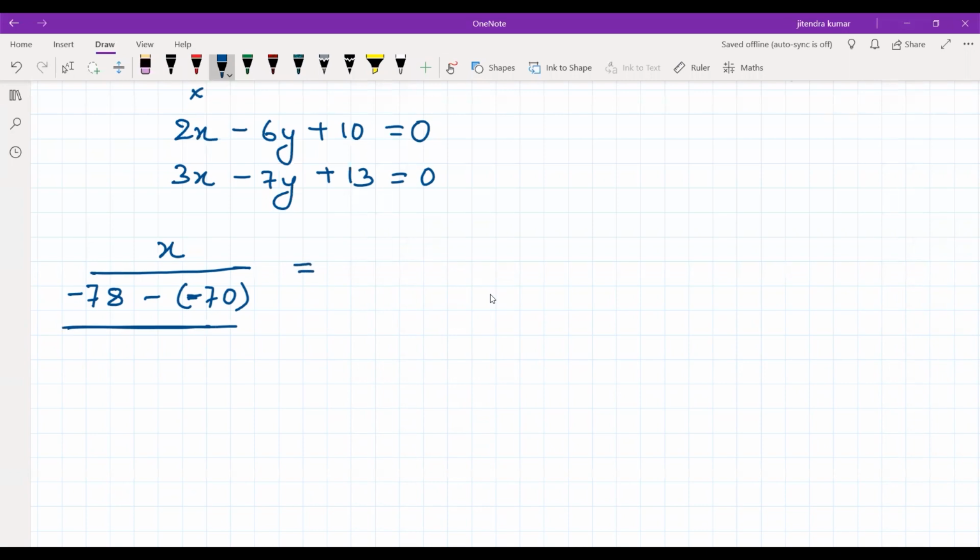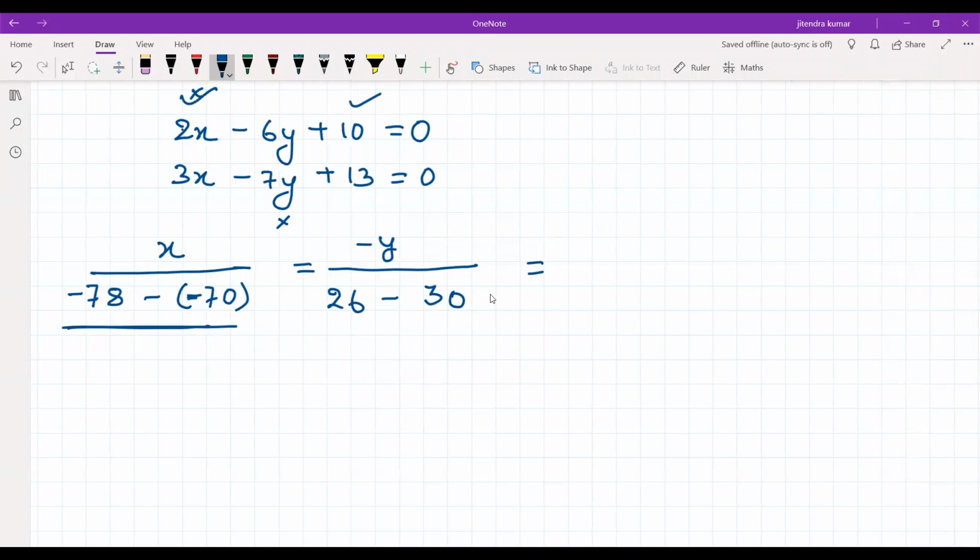In the next step, I will write minus y here. As I'm using y here, I'm not going to use this column now. We have these two columns, this and this. So 2 will get multiplied with 13 first, that will give us 26. And 3 will get multiplied with 10, so that will give us 30.